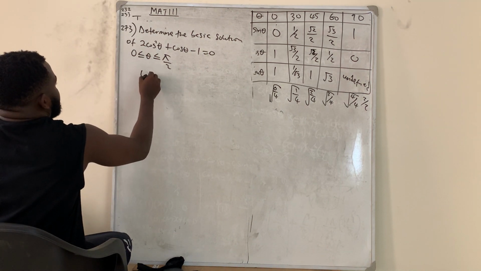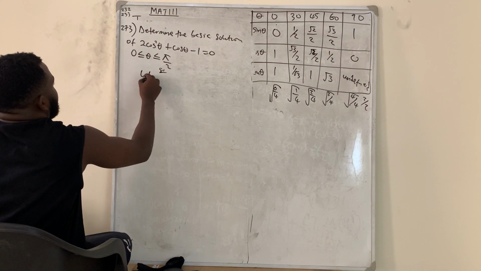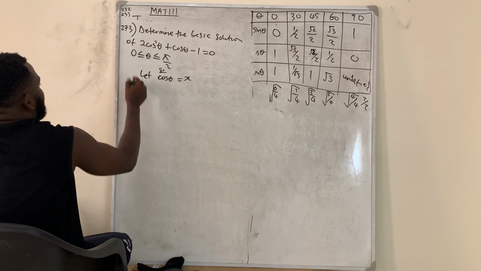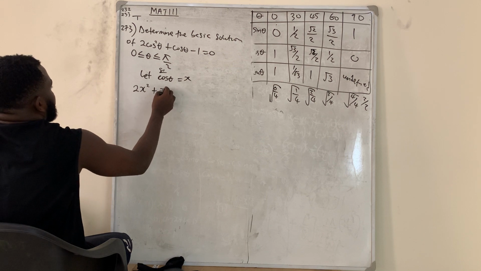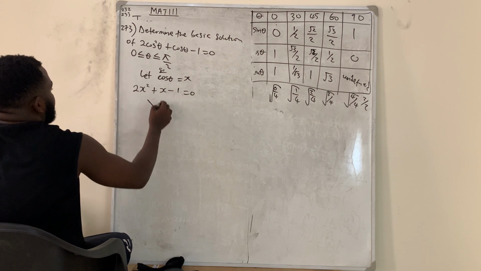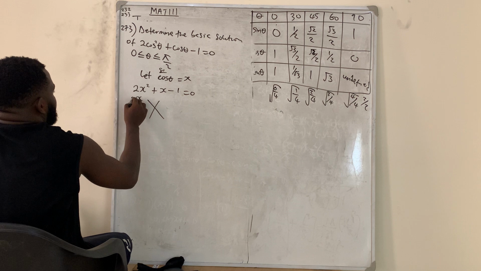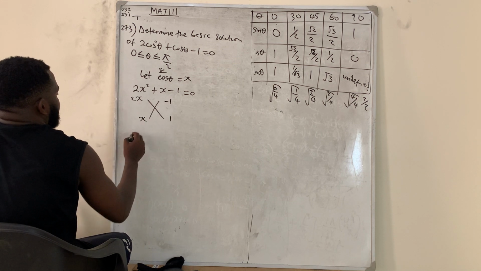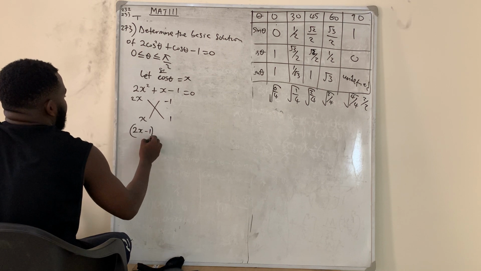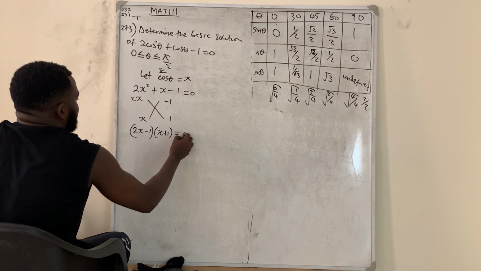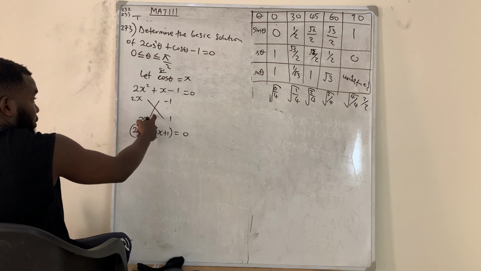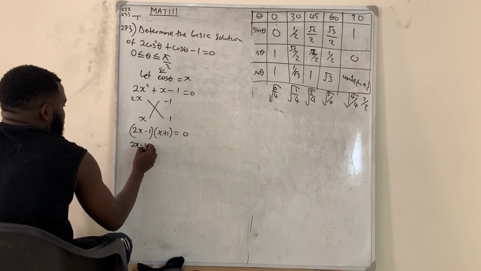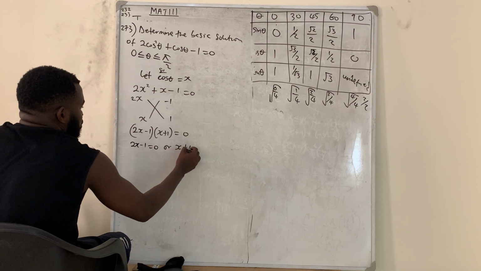We say let cos theta be equal to x. So from here I'm going to have 2x squared plus x minus 1 is equal to 0. If I solve like this, 2x and x, I'm going to say minus 1 and 1, to have that 2x minus 1 and x plus 1 is equal to 0. This is normal factorization. If you don't understand this type, do your normal factorization that you understand. So you have that 2x minus 1 is 0 or x plus 1 is 0.